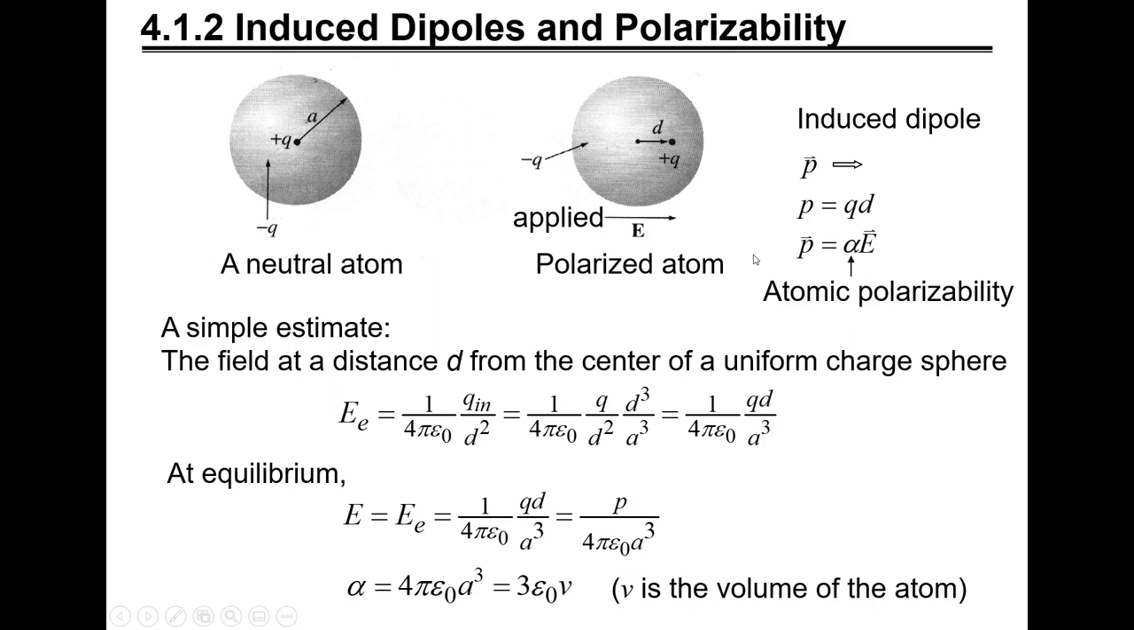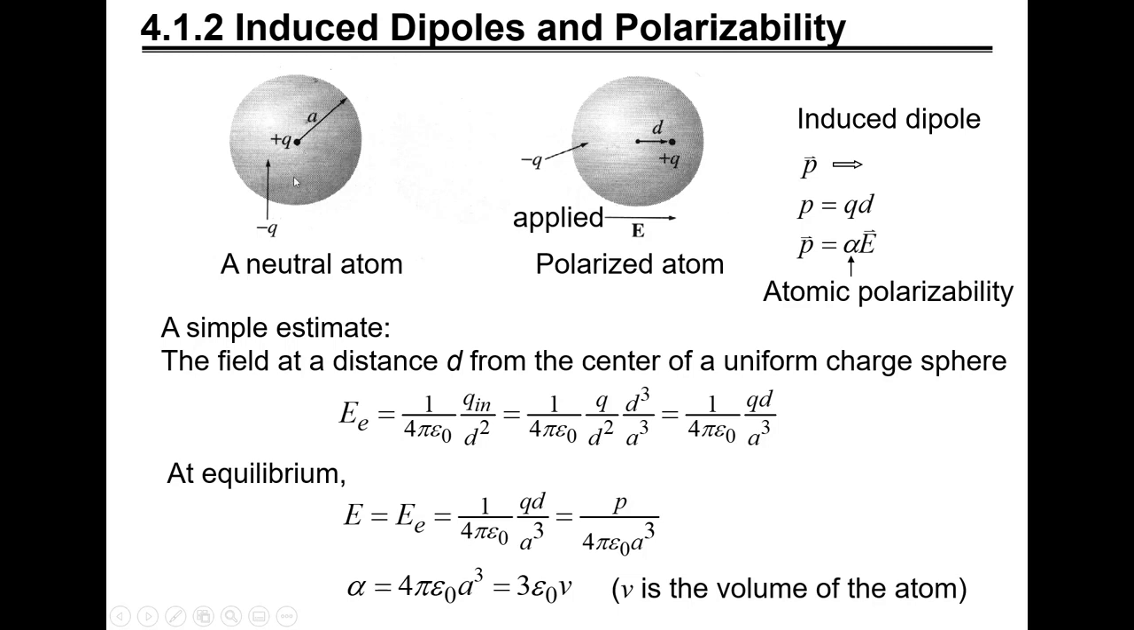Now take note that alpha is dependent on the detailed structure of the atoms. So for example, a primitive model of an atom consists of a point nucleus, such as this one, surrounded by a uniformly charged spherical cloud of radius a. So calculate the atomic polarizability of this atom.